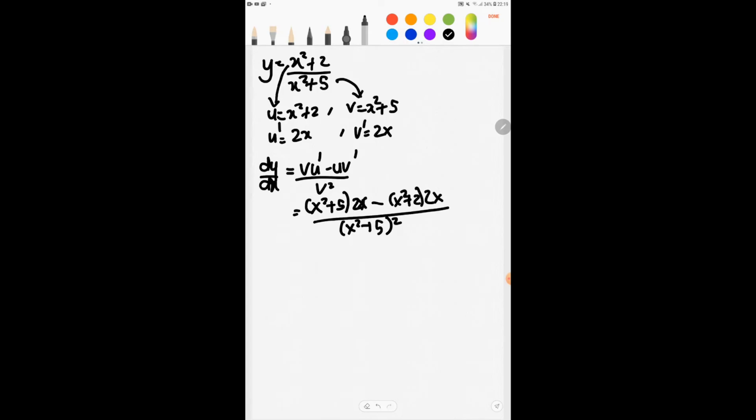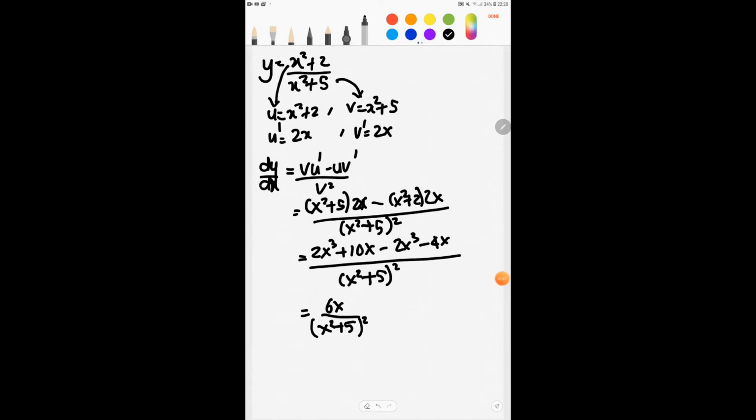Alright, so if you look here, we need to expand the numerator part, but the denominator remains in its original form. So if we expand, we get 2x to the power of 3 plus 10x minus 2x to the power of 3 minus 4x, divided by (x squared plus 5) squared. So therefore we get 6x divided by (x squared plus 5) squared. So that is the dy/dx for this case.